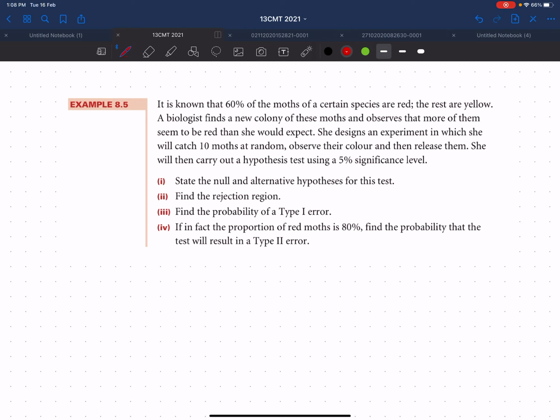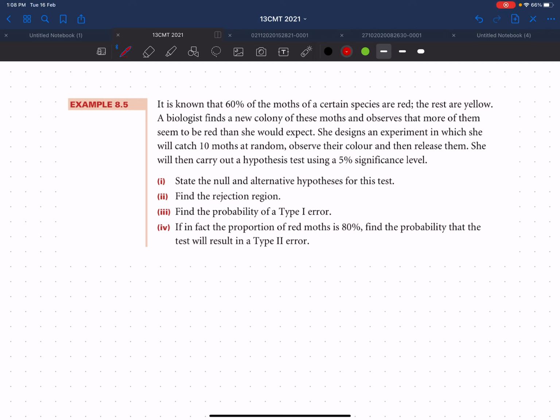Okay, so she's going to design an experiment in which she's going to catch 10 of those moths at random, look at their colour, release them, and then she's going to carry out a 5% significance level test to decide whether she is correct in saying that there's more moths than she would actually expect. Okay.